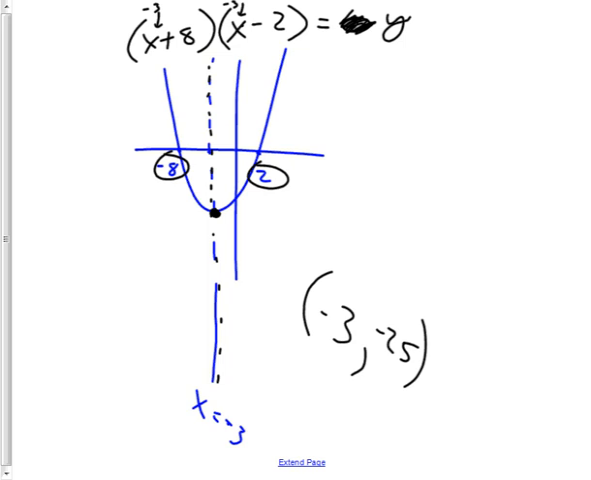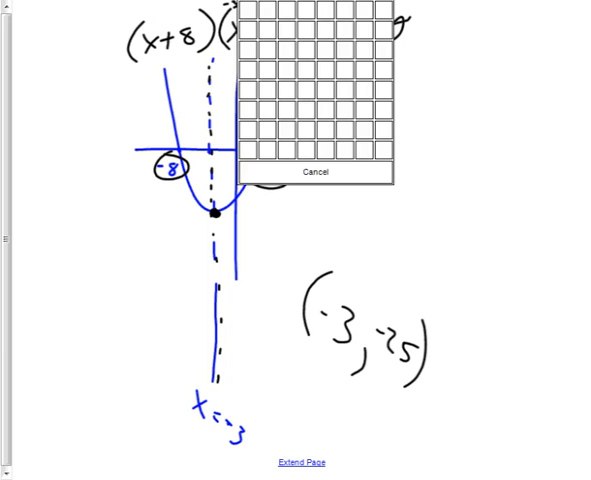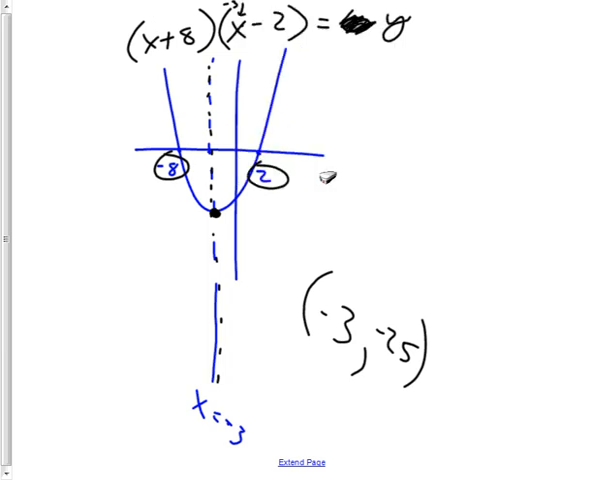I know it doesn't look like it goes down to negative 25 the way I drew it. You're right, but it does. Let me prove it to you. Grab your calculator. You're going to need your calculator anyway in a minute. And I want you to type in this equation here. X plus 8, x minus 2, in parentheses like that. Calculator? If you don't have one, you can borrow one of mine. There you go.